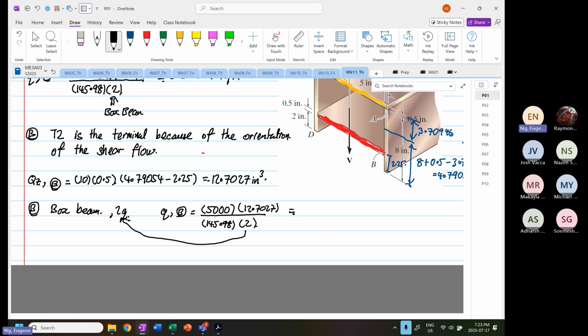So this will be equal to 5,000 times 12.7027 divided by 145.98 divided by 2 is equal to 217.542 pounds per inch. Okay, so that is for point B.